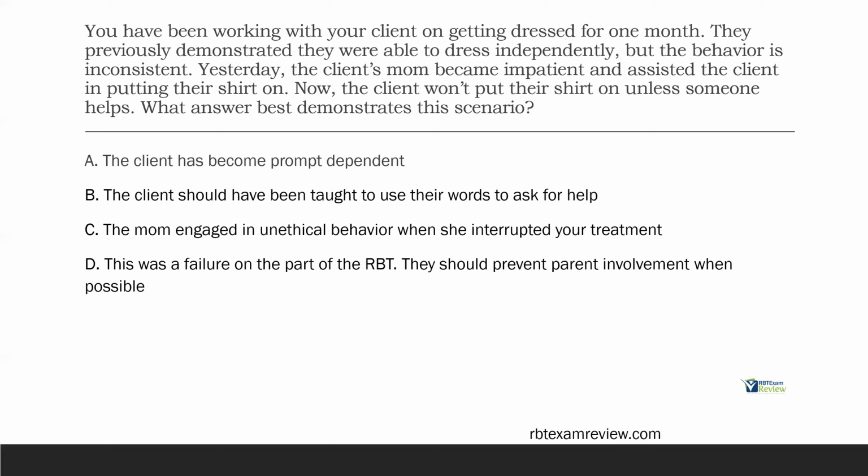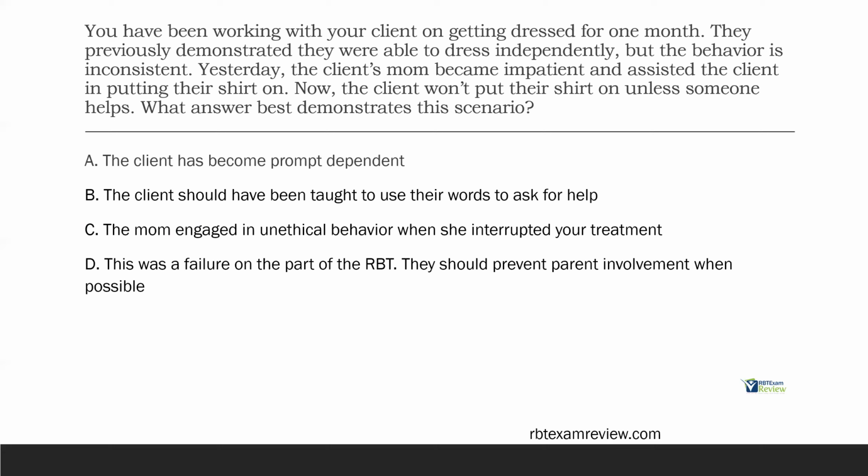No, I mean, the parents are free and encouraged to participate in session. Okay, but of course they should be doing it properly, right? The client's mom probably did not mean to, okay? But unbeknownst to her, she has now set our program backwards a little bit, okay? But it's not unethical for her to engage or interrupt your treatment.